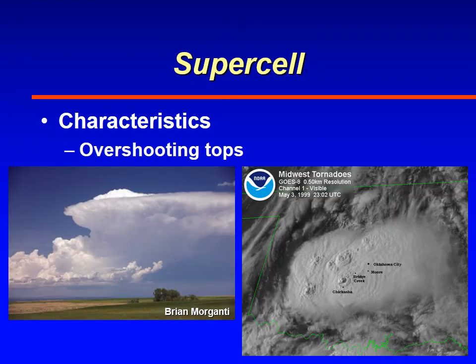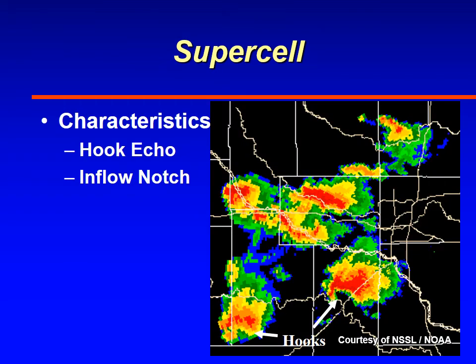Other things help you identify a supercell, like overshooting tops. There's a satellite video picture of May 3rd, 1999, where the town of Moore, Oklahoma was devastated by an F5 tornado. On the left you can see a supercell with the overshooting top coming out of the anvil. And then, of course, the hook echo helps you identify where a tornado is.